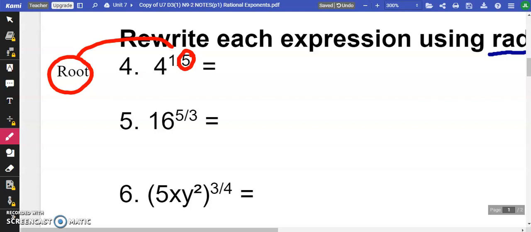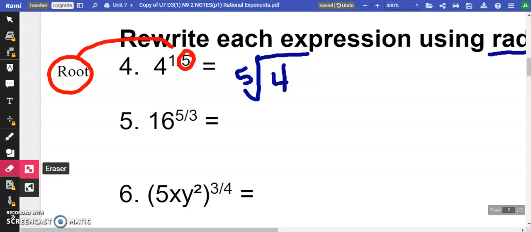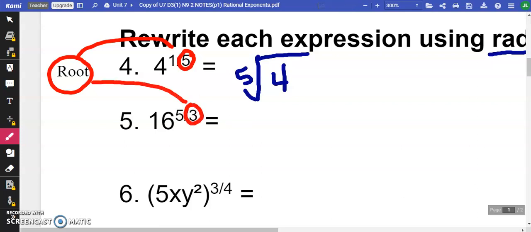So if I see 4 to the 1/5 power, that means the 5 is my root, and the 4 just goes inside. Since the numerator was a 1, I can put the 1 there if I want, but of course 4 to the power of 1 is just 4, so that 1 is an extra and I don't really need it. For problem number 5, it's going to be the same thing. So like I said, the denominator of your fraction is your root. So I'm going to need a third root, and then everything else I will just copy down. So it will be 16 to the power of 5.